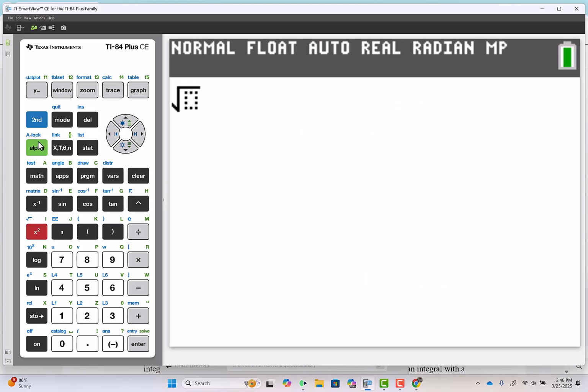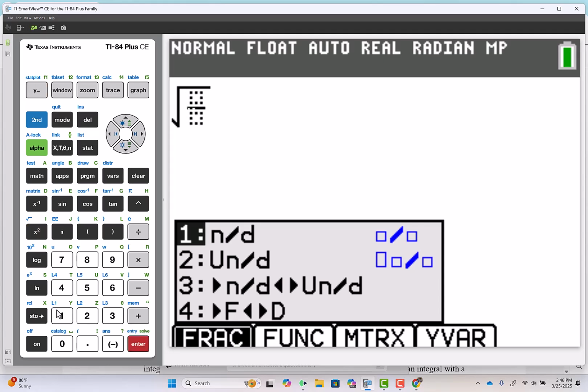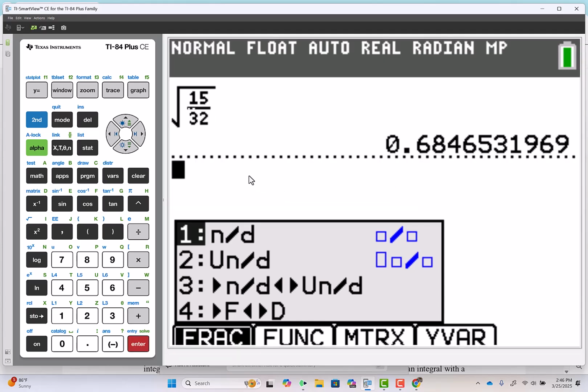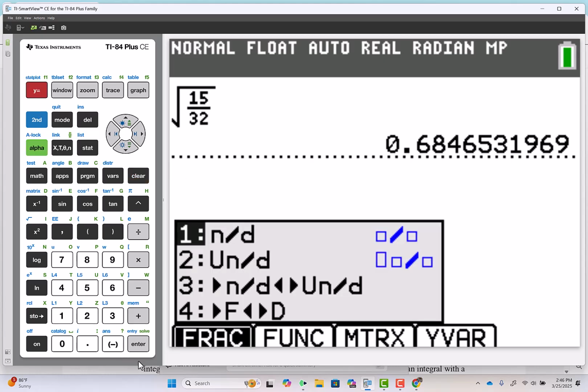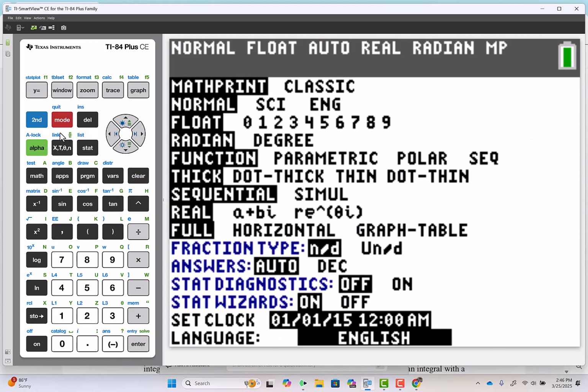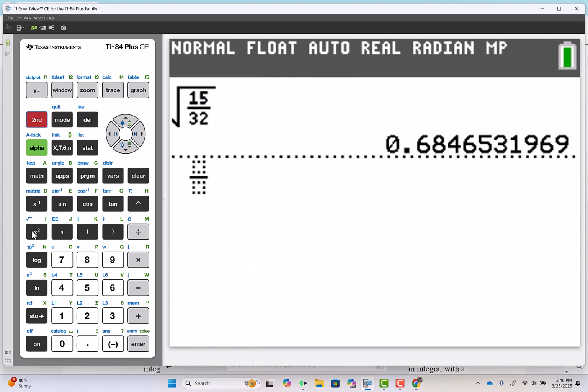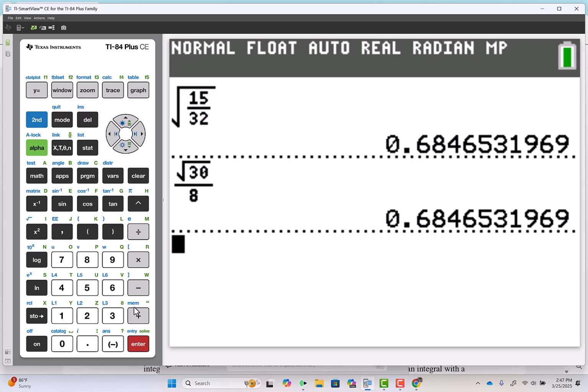Square root of 15 over 32. Enter. Look at that. We got square root of 30 over 8. Square root of 30 over 8. It's the same, guys. We got the point. It doesn't have to look like the rubric as long as it's the same value. And there it is. What did you guys think?